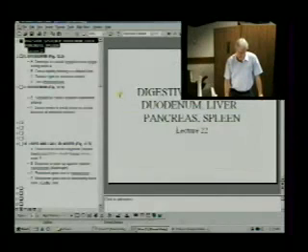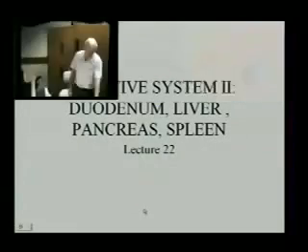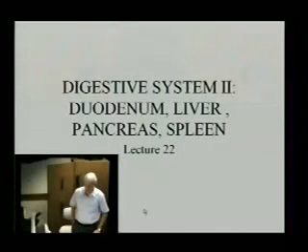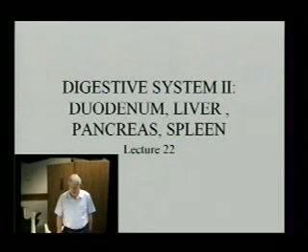We now proceed to lecture 22, the digestive system 2. We'll talk about the duodenum, the liver, the pancreas, and the spleen.